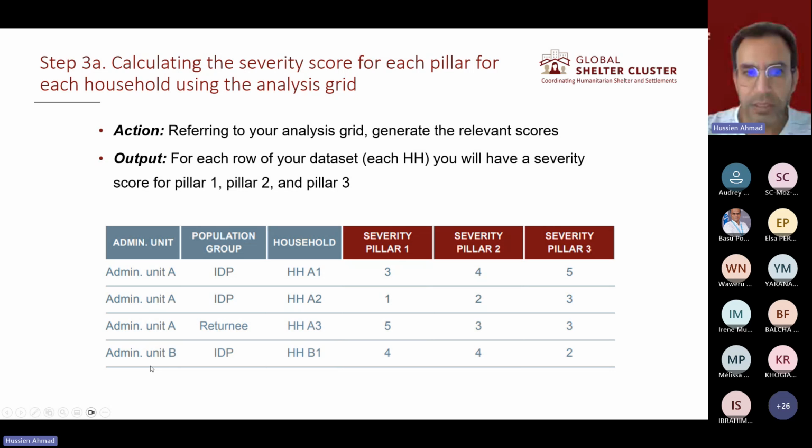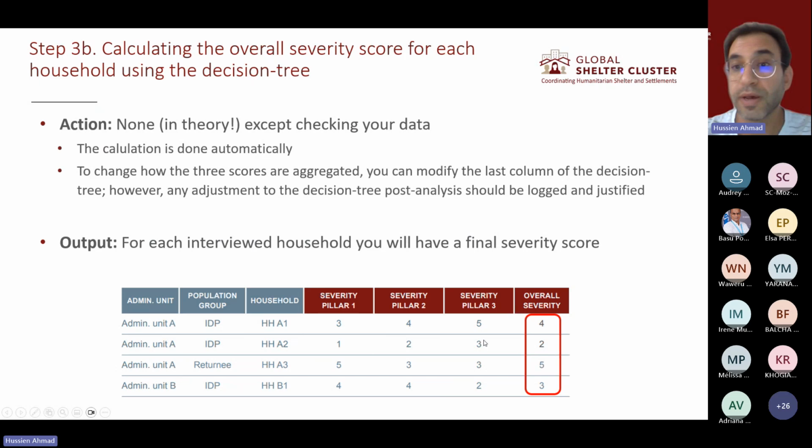If I'm looking at this data set, admin unit A, admin unit B, I have IDPs, returnees, I have households 1, 2, 3 in admin unit A, and one household in admin unit B. Look at the severity scores here, and according to this combination for each pillar, we will find the overall severity score for each household, as we were saying. So for example here, 3, 4, and 5: 3 in pillar 1, 4 in pillar 2, and 5 in pillar 3.